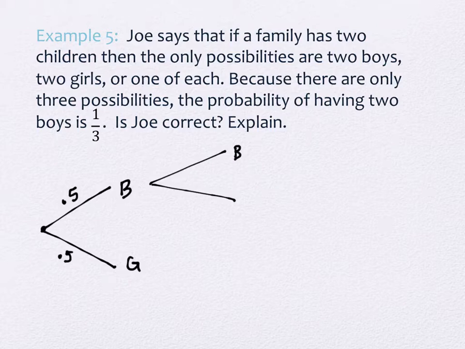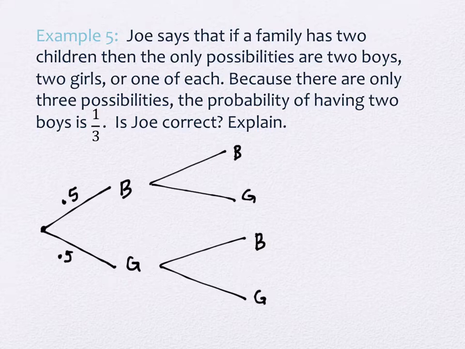Child number 2. We have another possibility of boy, girl. And what's going to go as the probabilities along each branch? Y'all don't want to talk to me today, do you? 0.5. Thank you, Brooke. This is not a trick question, I promise. I'm not trying to trick you. It's 0.5s. Yeah.